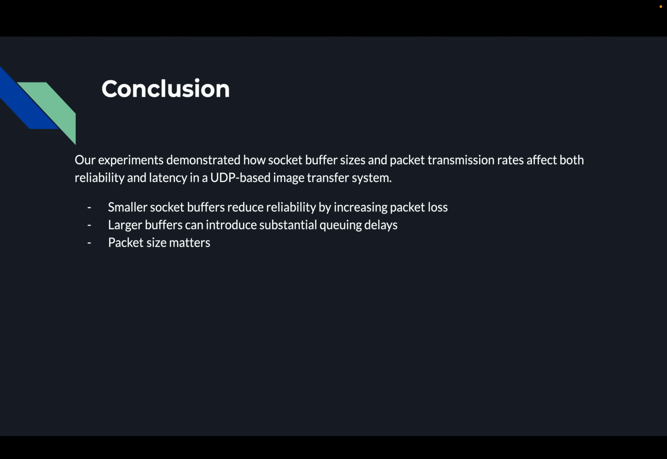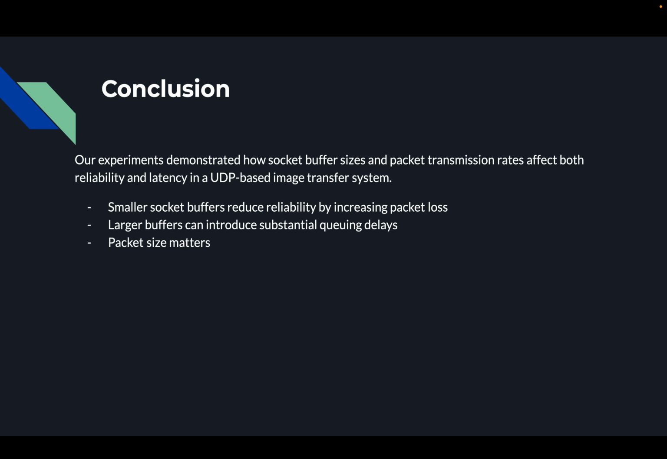And here's our conclusion. Our experiments demonstrated how socket buffer sizes and packet transmission rates affect both reliability and latency in a UDP-based image transfer system. Basically, smaller socket buffer sizes reduce reliability by increasing packet loss. Larger buffers can introduce substantial queuing delays, and we know that packet size matters. Overall, the project demonstrated several important networking concepts in practice.